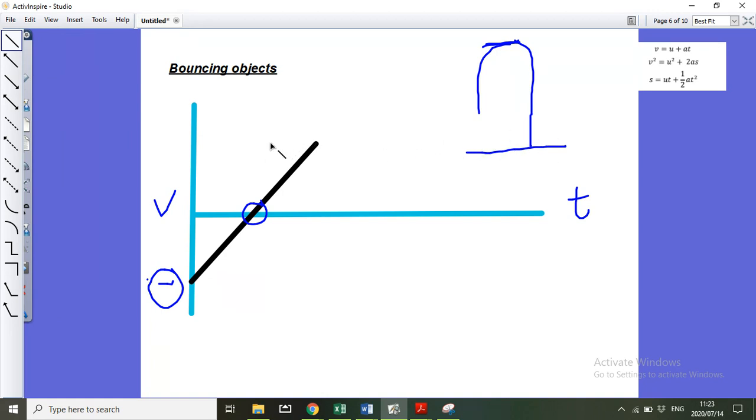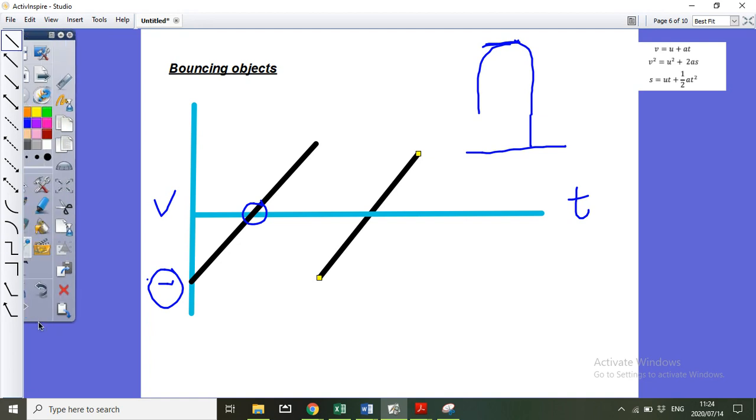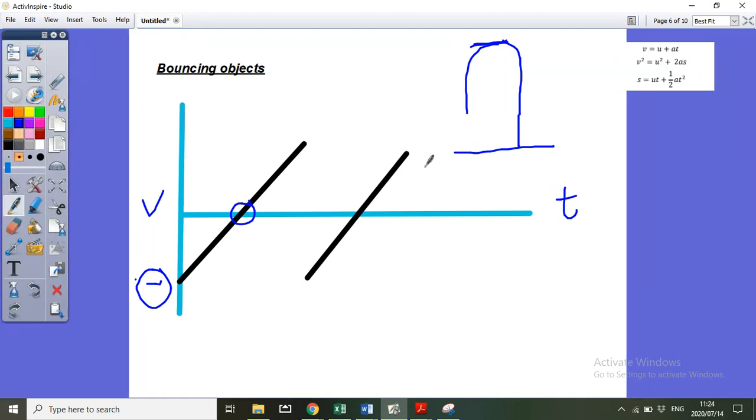When it leaves the ground, if it's an elastic collision, it will leave the ground with the same speed in the opposite direction. So you will have that you're now starting here at a negative. Often there's some energy lost and you will leave with a velocity that is a little bit lower. So they can actually combine this with an energy question. But as soon as it leaves the ground, it needs to be a straight line again, because the gradient is still going to be 9.8, and that's what you need to remember.